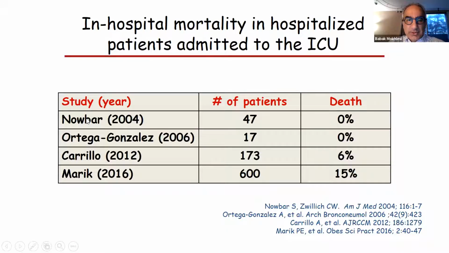And here again, this is a study we just talked about, hospital deaths, 0. There was another study of a small number of patients, 0% died. This is a study that I showed you earlier in Spain, where they had 173 patients admitted to the ICU with acute and chronic hypercapnic respiratory failure due to OHS. 6% died in the hospital. And the study by Paul Merrick, which retrospectively looked at their data from their ICUs, 15% died in the hospital. So it's a significant burden. Again, this is just hospital death.